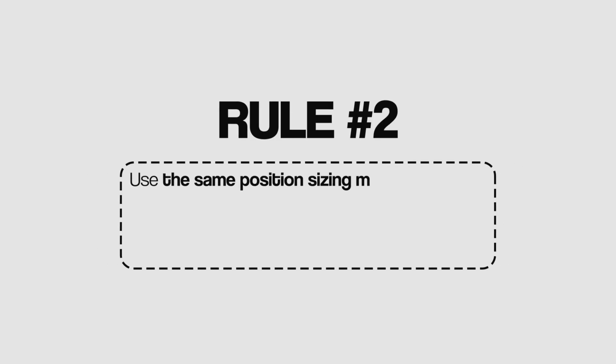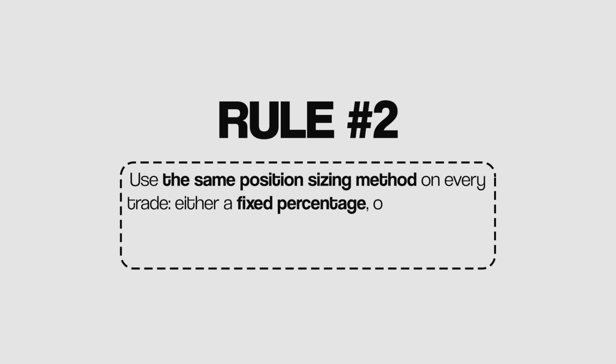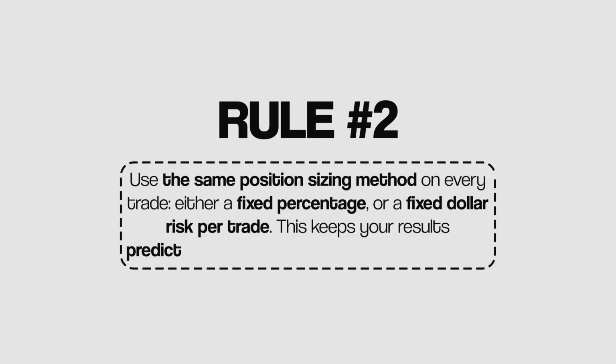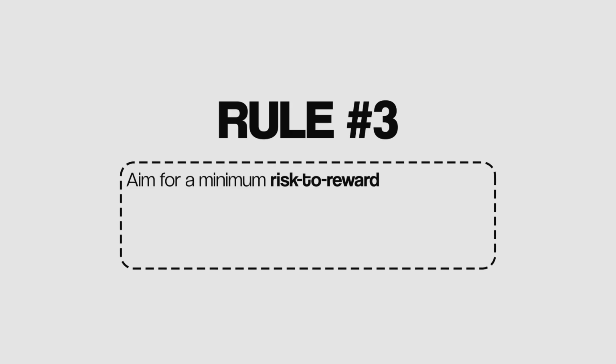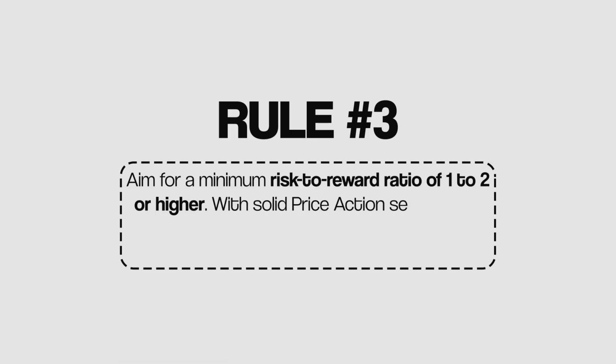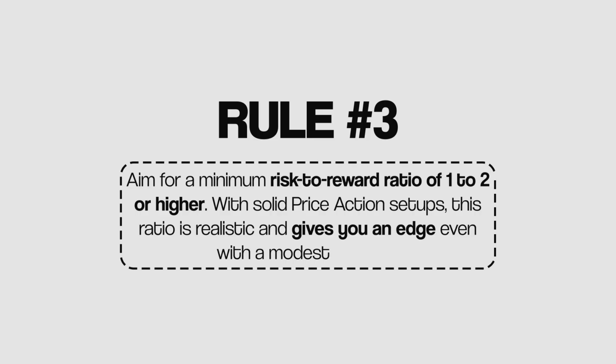The second principle is consistency. Use the same position sizing method on every trade, either a fixed percentage or a fixed dollar risk per trade. This keeps your results predictable and removes unnecessary variability. Next, aim for a minimum risk-to-reward ratio of 1 to 2 or higher. With solid price action setups, this ratio is realistic and gives you an edge even with a modest win rate.